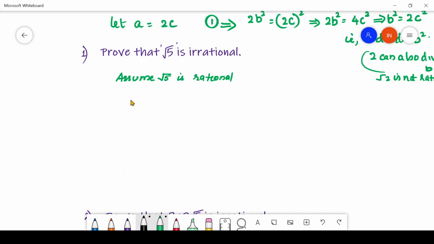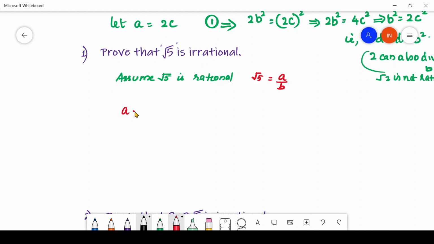So how can we write this root 5? Yes, therefore we can write root 5 in p by q form, that is a by b. Here a and b have a common factor, is it? Okay, let's see how we can do this. We are assuming this a and b are coprime. So what does coprime mean? Again, I'm asking you, they do not have a common factor except 1. So this one is not having a common factor except 1.